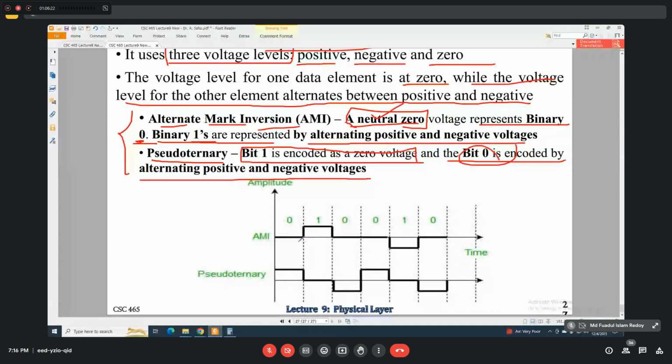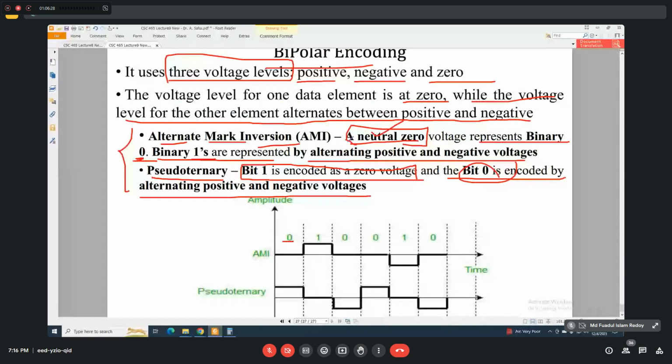In case of alternate mark inversion, AMI, you can see that it started with 0. In AMI, 0 means neutral, so you can see that it's neutrally progressing, and then you are getting the ones. It said alternating positive and negative voltage. So the first one we take as a positive, and then we got the 0, so it is going to be neutral. Again we got the 0, neutral.